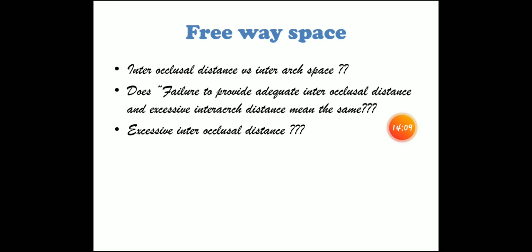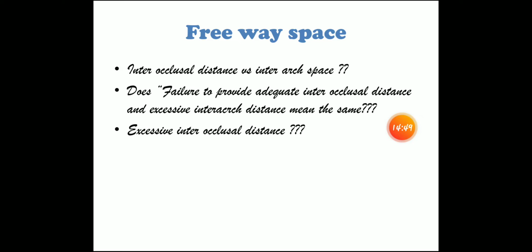Is it clear now? Next, look at this point: failure to provide adequate interocclusal distance or excessive interarch distance means the same. Failure to provide adequate interocclusal distance means you are not giving enough freeway space. Excessive interarch distance means you are increasing the vertical dimension. Both mean the same. In many of the MCQs I have seen, these two are used alternatively to confuse us. So don't get confused. Just think to the point.